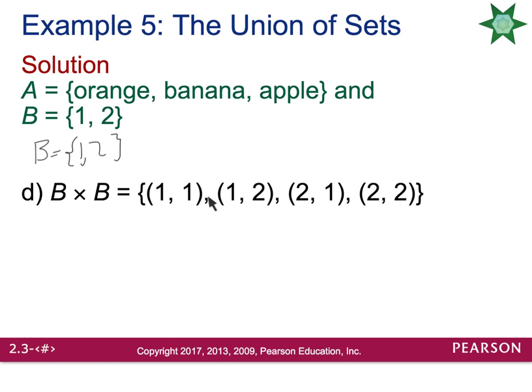And then finally, we're going to cross B with B. I wrote B down again so we can kind of see how we're doing that. We're doing 1, 1, 1, 2, and then 2, 1, 2, 2. So this gives us 4 ordered pairs, where we're taking elements from set B crossed with elements from set B.